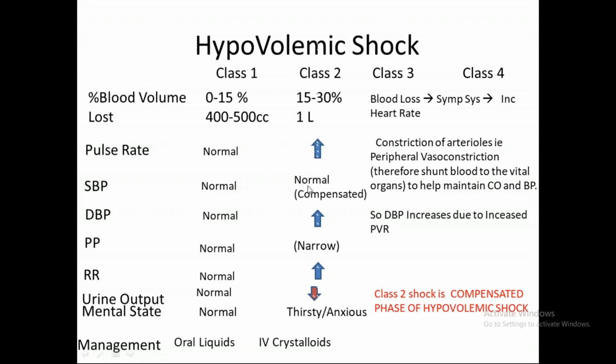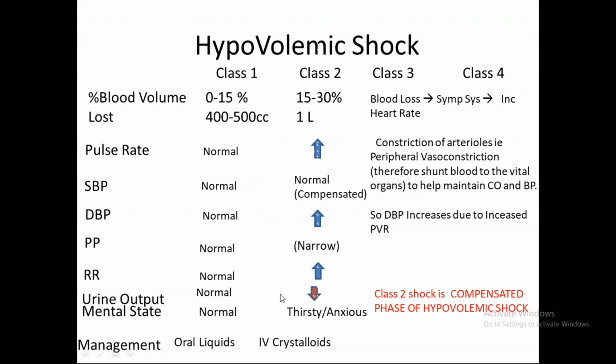So in class 2 shock, the pulse rate will increase, yes. The systolic blood pressure would be normal, it will be compensated, but the diastolic blood pressure would rise. Why will diastolic blood pressure rise? Due to increased peripheral vascular resistance. Why is peripheral vascular resistance increasing? Due to peripheral vasoconstriction, right? The pulse pressure is the systolic blood pressure minus the diastolic blood pressure. Systolic blood pressure is normal, diastolic blood pressure is increasing. So the pulse pressure is narrow.